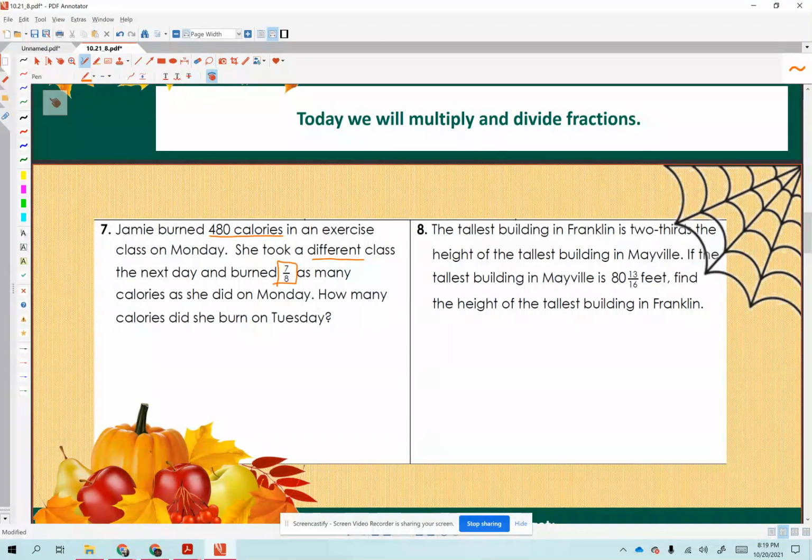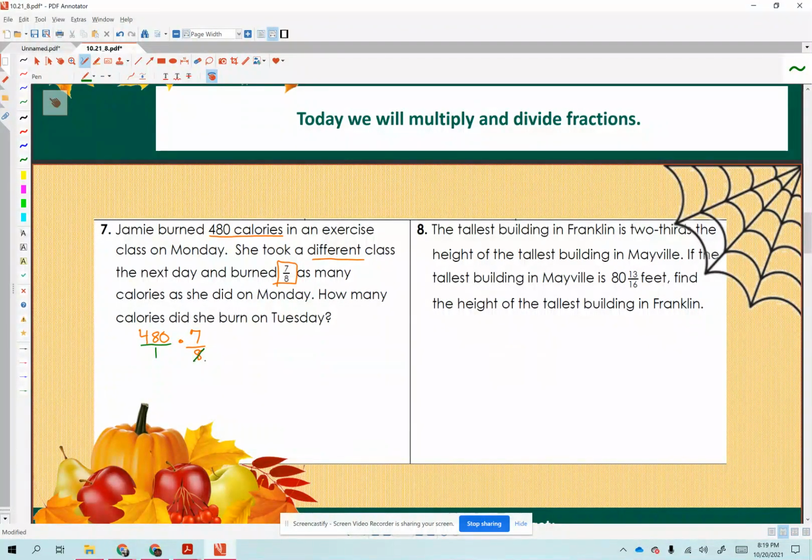So this is a multiplication problem. We are asked to multiply her Monday calories, 480, times 7/8, and we're asked to find out what the Tuesday calories are. And that's what we'll find out when we get the answer. So we will put a 1 in the denominator of 480. And one thing I noticed right away is that 8 is a factor of 480. I know that because 8 is a factor of 48, and just having that extra 0 to make it 480 means that it's still divisible.